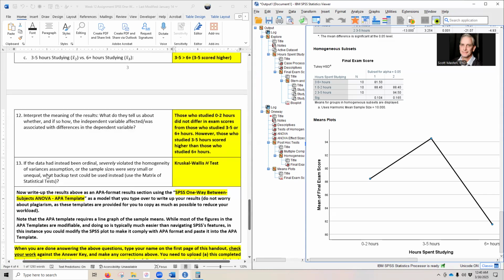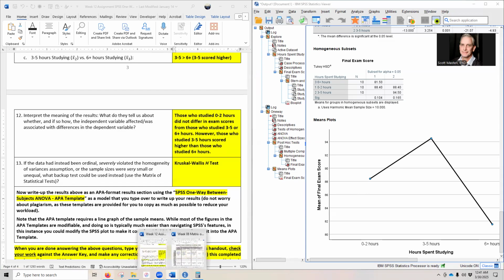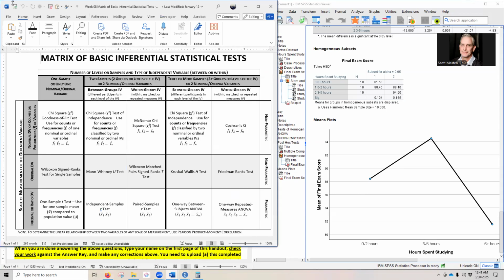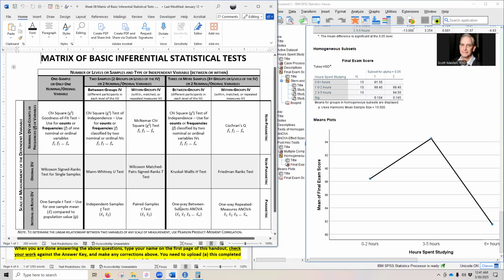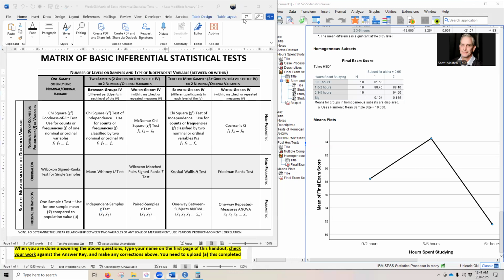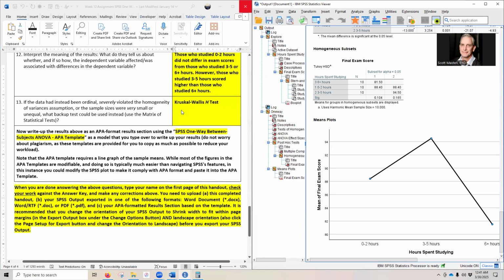Final thing: if the data had been instead ordinal, severely violated the homogeneity of variance assumption, or the sample sizes were very small and unequal, what backup test could be used instead? To answer that, we have to pull up our matrix of significance, our statistical tests. We have to find the one that is directly above one-way between subjects ANOVA. What's above this one? Kruskal-Wallis H test. That is the test you can do even if you severely violate the assumptions. Kruskal-Wallis H. And that's what it says right here.